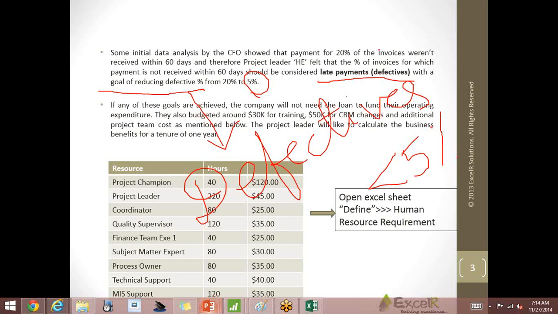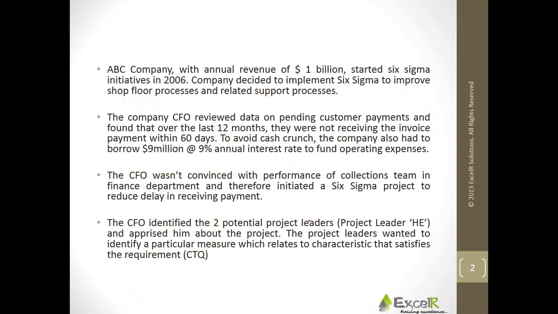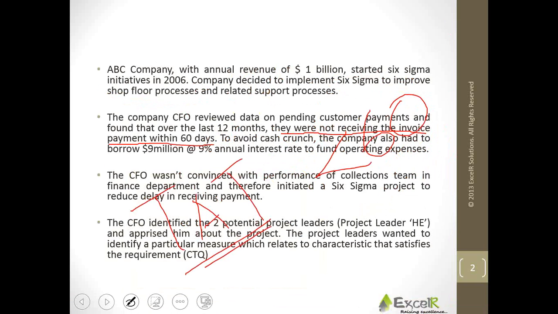The second thing is turnaround time. Look at this. They're saying that they were not receiving the invoice payment within 60 days. What does that mean? Normally the turnaround time should have been less than 60 days, but they're not receiving. So our goal is to bring this turnaround time to less than 60 days. Is this also clear? Yeah, perfect.